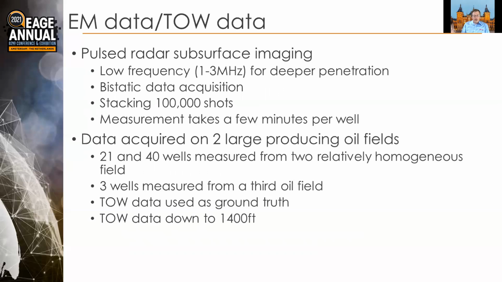What does our electromagnetic data look like? Well, we operate a pulsed radar subsurface imaging system. It operates somewhat similar to ground penetrating radar, but there are also differences. The main difference is the low center frequency we use. For ground penetrating radar, this is typically like 30 megahertz at the lowest, quite often higher. Why?